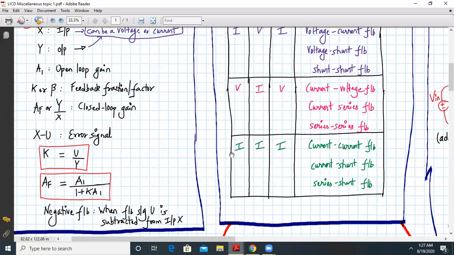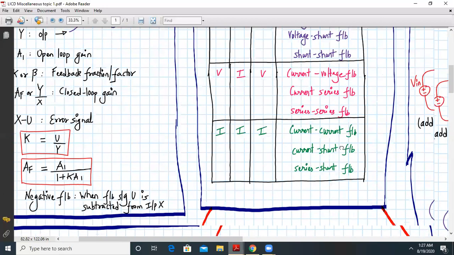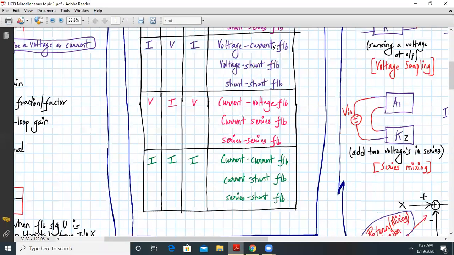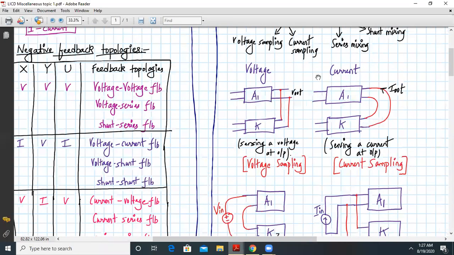And whenever the input, output, and the feedback signal are all current, it is called current feedback, or current shunt feedback topology, or series shunt feedback topology. So these are the three names. So based on the circuit configuration, the current or the voltage can be fed back to the input of the amplifier from the output, and can have the above four configurations which we have seen just now.